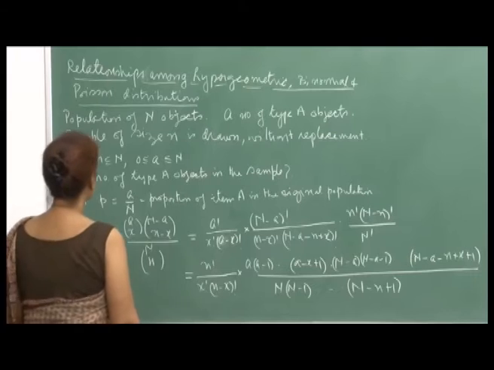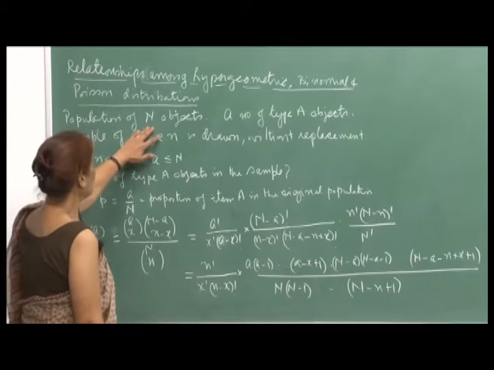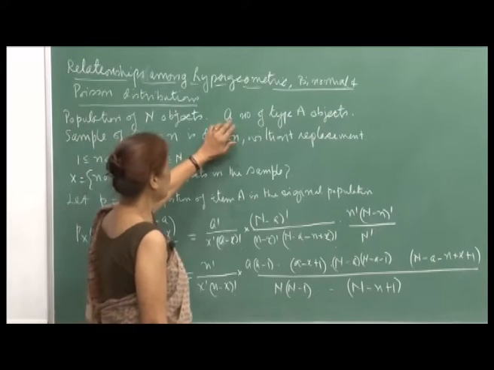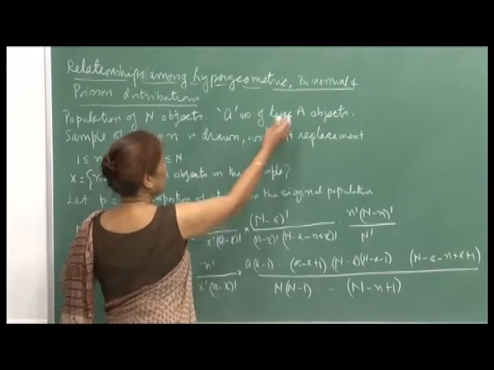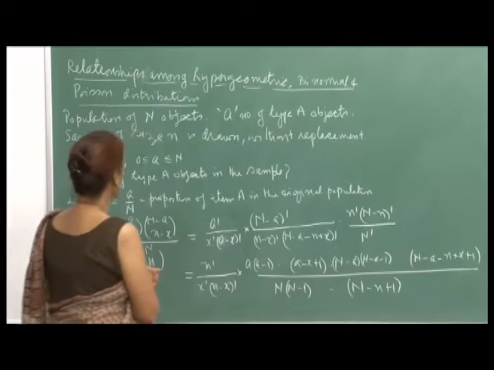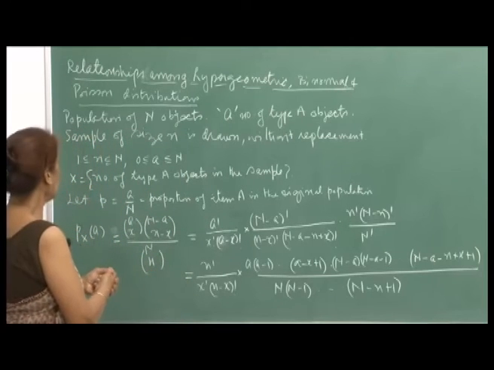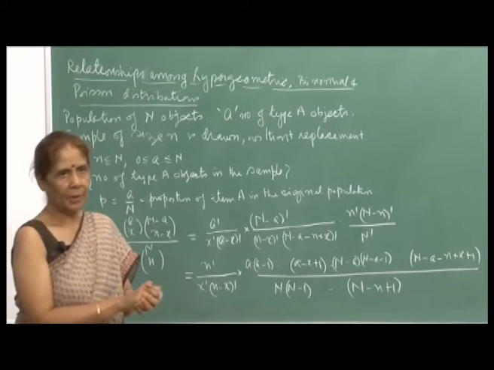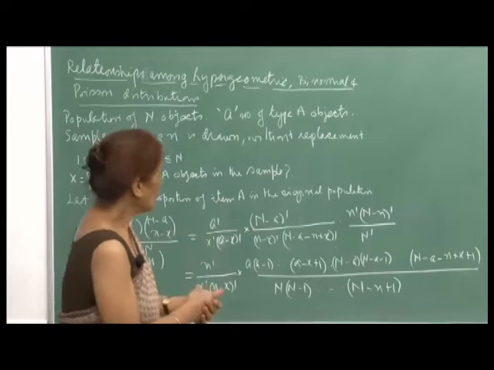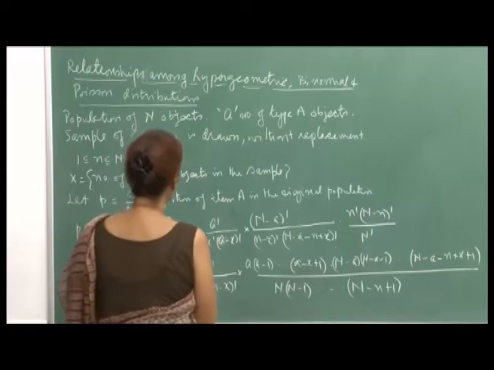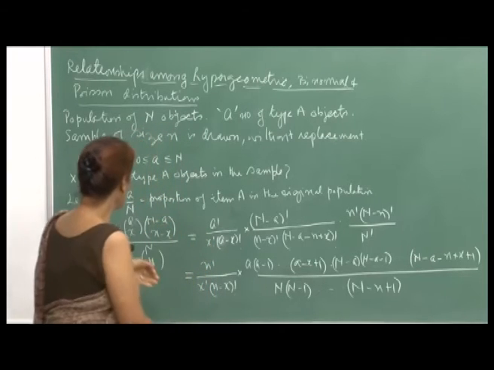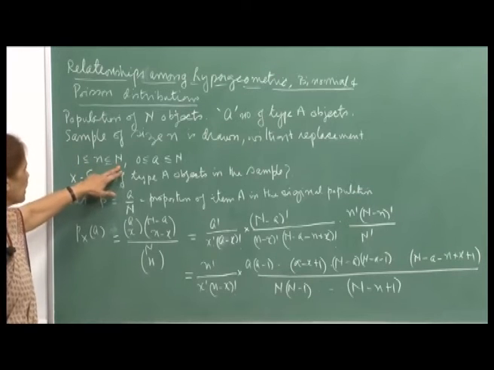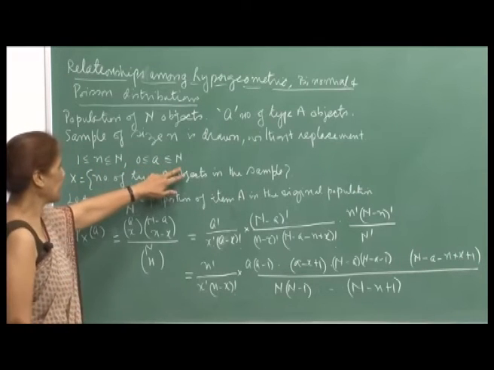So, now again we say that the population is of N objects, and A number of type A objects are there in the population. So, the others are not A type, and a sample of size small n is drawn without replacement, where of course, small n has to be between 1 and capital N, and A has to be between 0 and N.